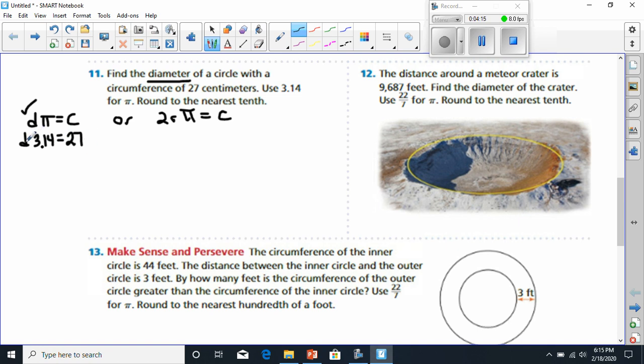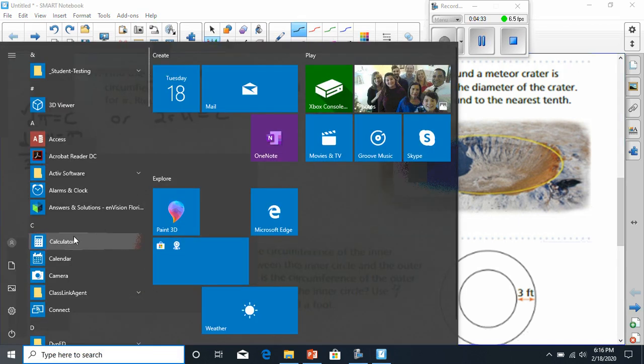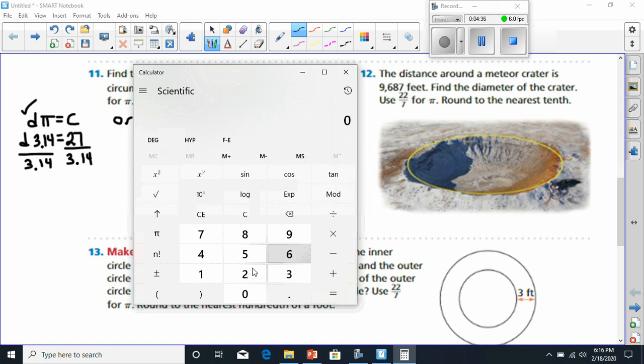Well, how do we do this? Just like if we had a number times a letter, we would go ahead and divide the number away. So we're going to divide 3.14 away from here. And whatever I divide from one side, I divide from the other. I'm going to get my calculator out. And I see that I'm going to have 27 divided by 3.14.